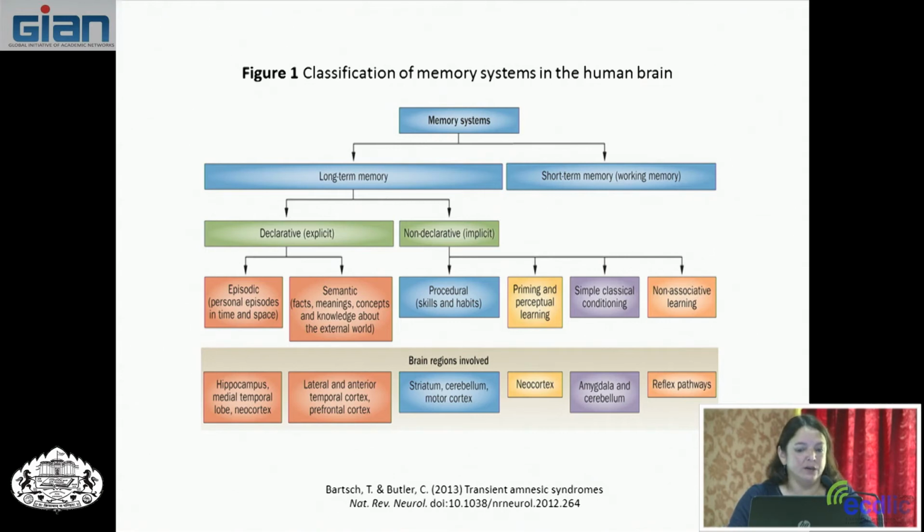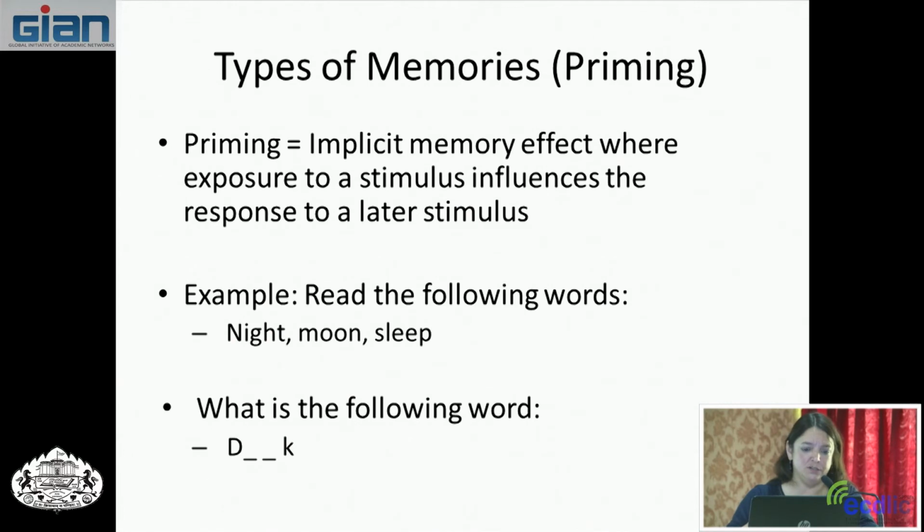So these non-declarative memories have some different examples than what we just talked about. Procedural memories are skills and habits, like driving a car or tying your shoe, things that you learn to do through practice and procedure and that come easily to you with practice and learning. There's priming and perceptual learning. There's simple classical conditioning, and there's also non-associative learning. So we're going to look a little bit at what each of these are.